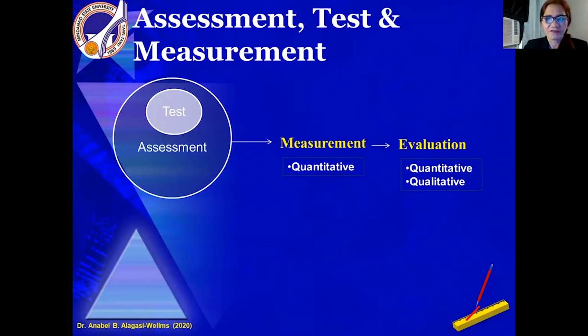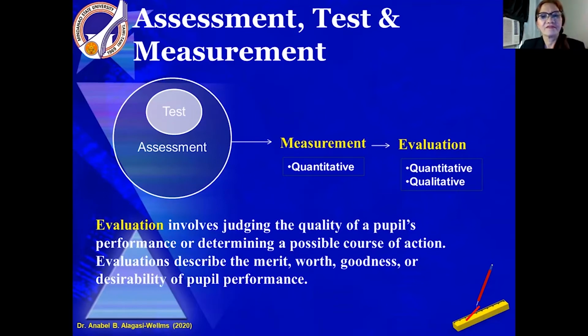You know, evaluation involves judging the quality of a pupil's performance or determining a possible course of action. If you look at the illustration, while measurement is quantitative, meaning to say we're going to assign numbers or numerical values to the performance of the students, evaluation may be quantitative or qualitative. Evaluation describes the merit, worth, goodness, or desirability of pupils' performance. Okay, so if you look at that, evaluation involves judging the quality of a pupil's performance.